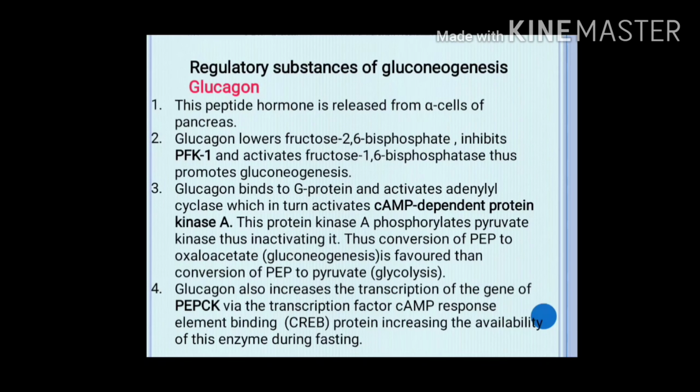This conversion of PEP, that is phosphoenol pyruvate, to oxaloacetate, that is in the gluconeogenesis pathway, is more favored than the conversion of PEP to pyruvate, that is glycolysis, because pyruvate kinase is phosphorylated, so it is inactive, so it cannot convert phosphoenol pyruvate to pyruvate. Glucagon also increases the transcription of the gene of phosphoenol pyruvate carboxykinase via the transcription factor cyclic AMP response element binding protein, that is CREB, which increases the availability of the enzyme during fasting.